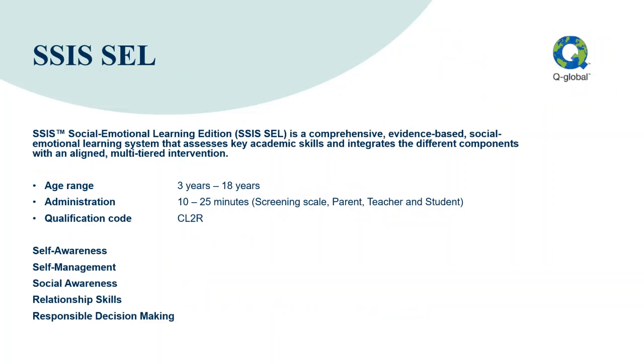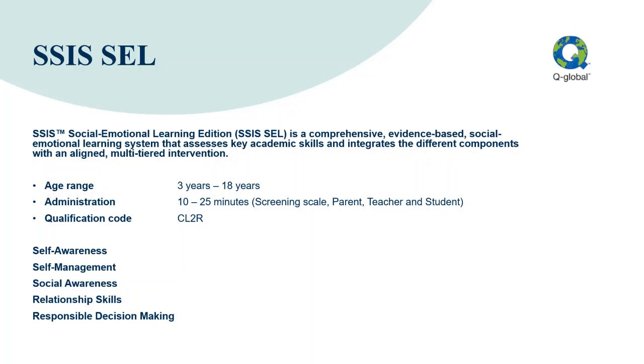Next, we have the Social Skills Improvement System, the SSIS, and it's the Social Emotional Learning Edition. This offers a brief screening and progress monitoring form that can be completed by teachers, as well as more comprehensive teacher, parent and student forms, all of which can be used to assess the social emotional skills of children or adolescents aged between 3 and 18 years.